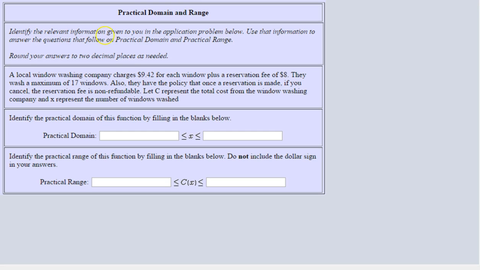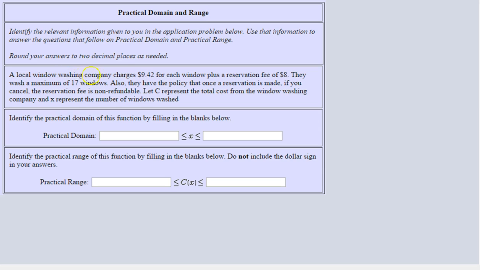Identify the relevant information given to you in the application problem below. Use that information to answer the questions that follow on practical domain and practical range. Round your answers to 2 decimal places as needed. So let's read the application.